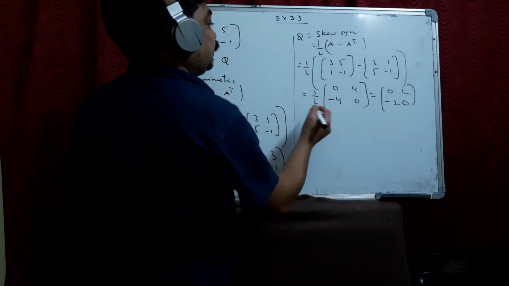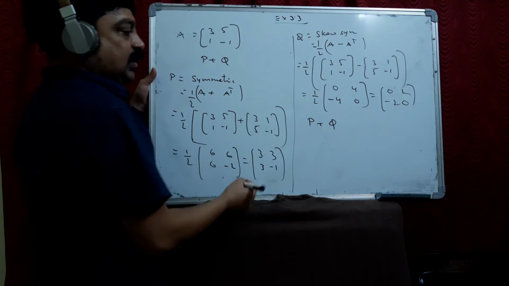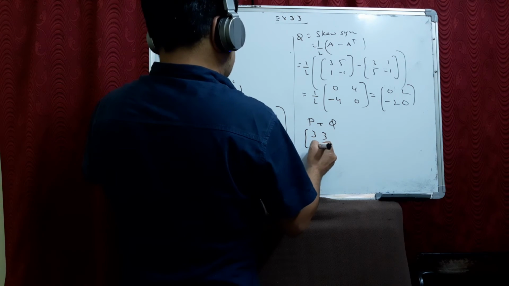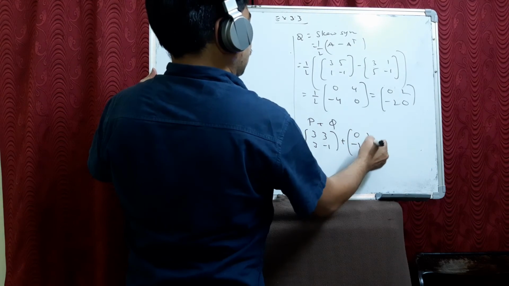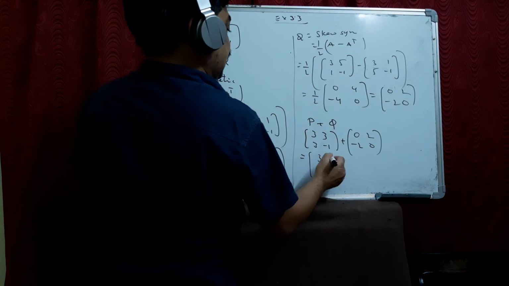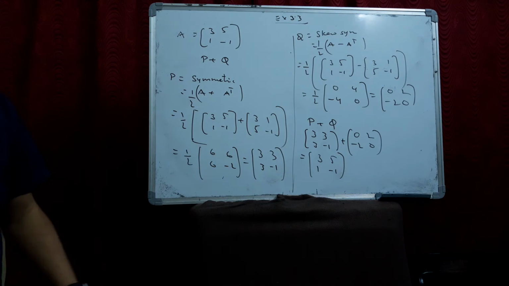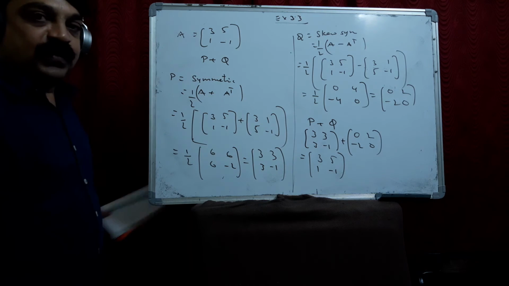Okay. Now, let us check whether P plus Q is giving our answer or not. Let us see. What is P plus Q? P is 3 3 3 minus 1 plus 0 2 minus 2 0. That is 3 5 1 minus 1, which is our required answer. The same way you can do it for a 3 by 3 matrix also. Okay.